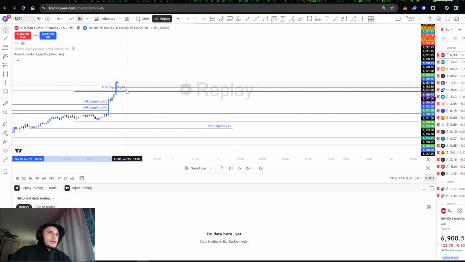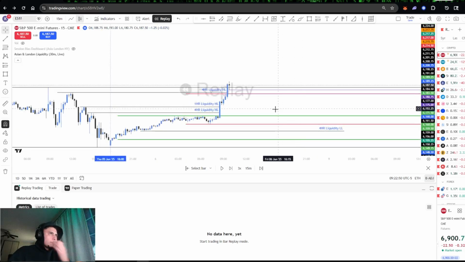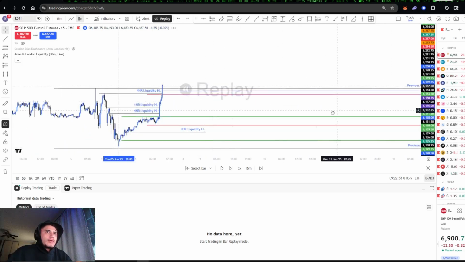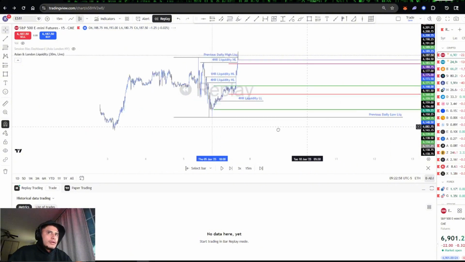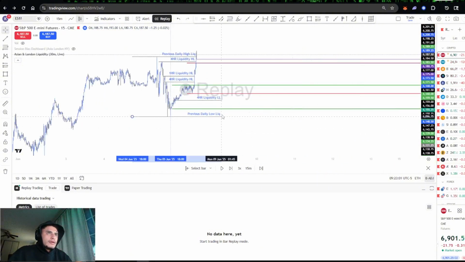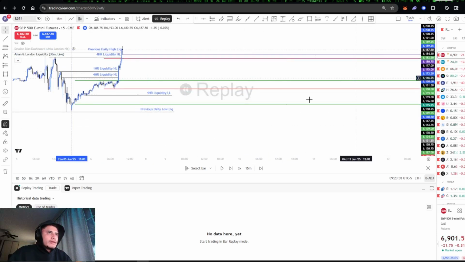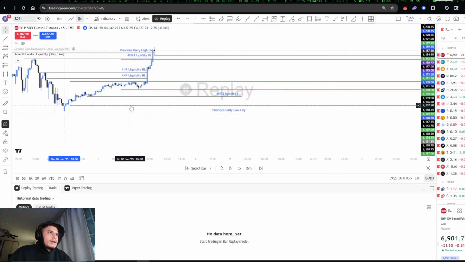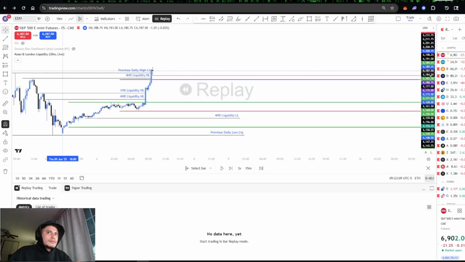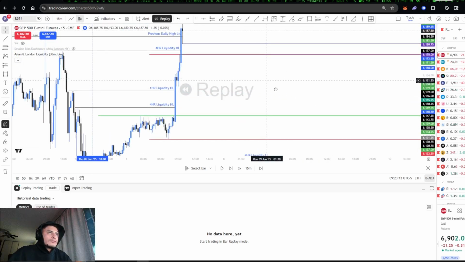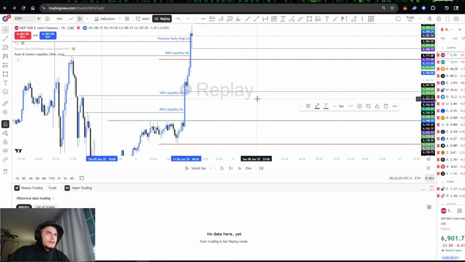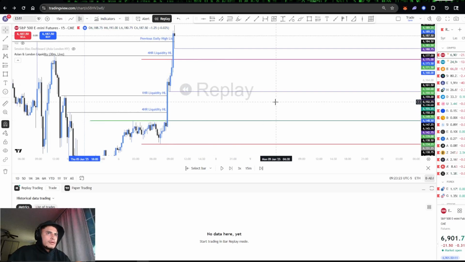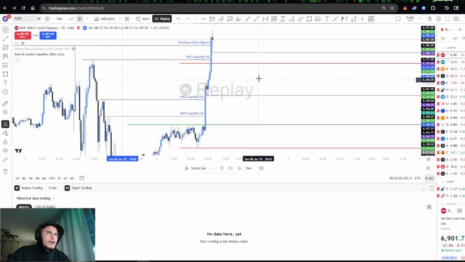We took, and then we took out previous daily highs. Now what we're aiming for is a 4 hour low, previous daily lows, and then we got the London lows and we got Asian lows. We also have these lows down here. We also have those. So we gotta hit the gap right there.